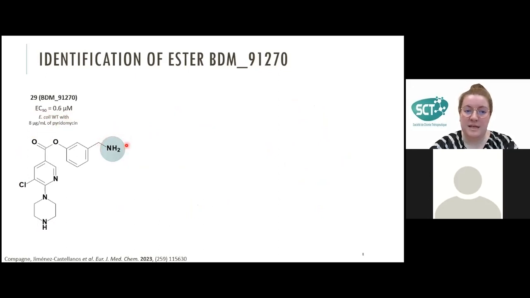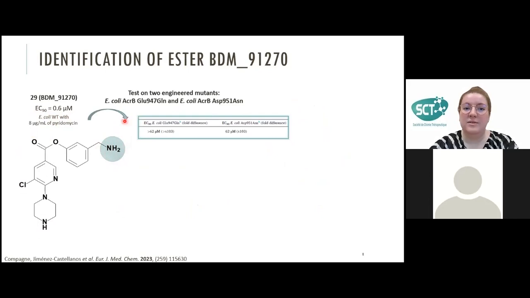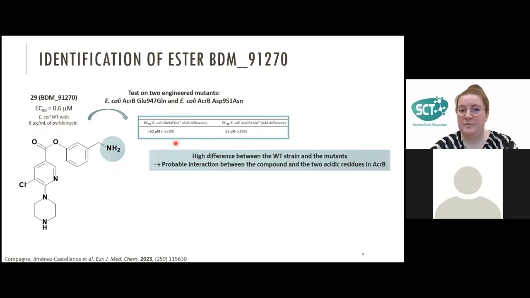And to confirm that this amino group here could indeed interact with the acidic residues, we tested it on 2 engineered E. coli strains. One for which the glutamic acid 947 was replaced by its amide counterpart, glutamine, and one for which the aspartic acid 951 was replaced by the asparagine residue. You can see that when we remove the acidic residues, the potency is greatly decreased, implying that the activity of this compound here is at least partly due to the interaction with the acidic residues.